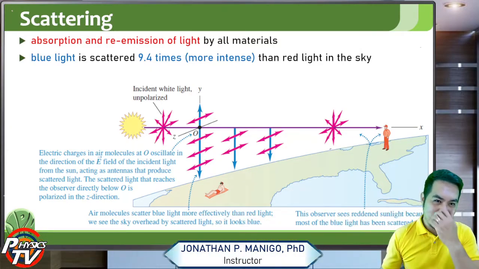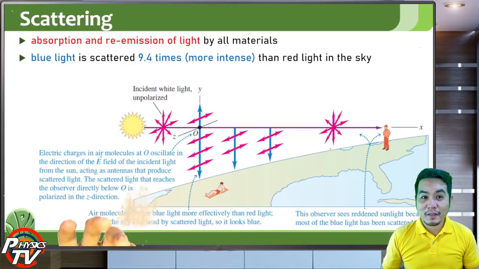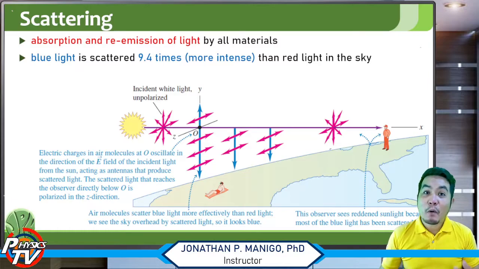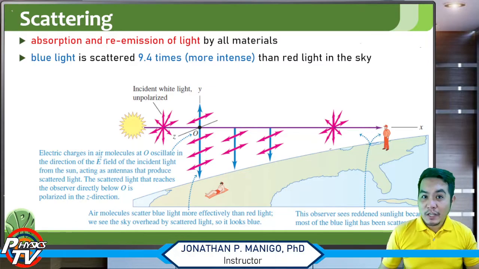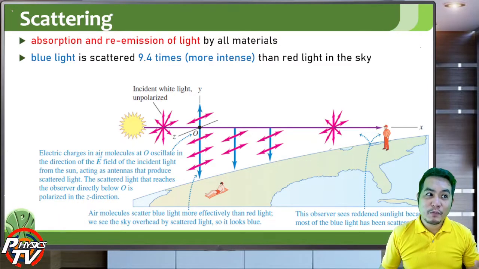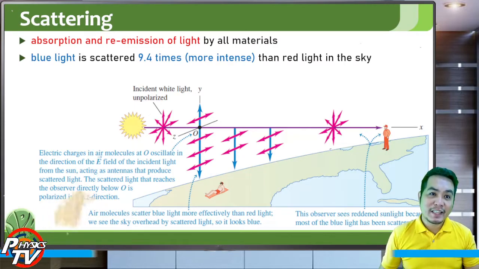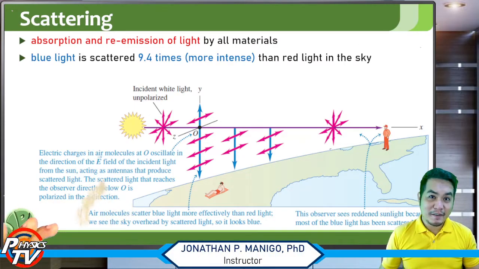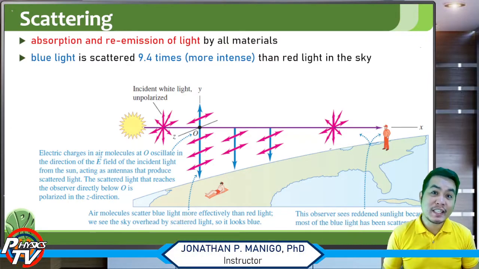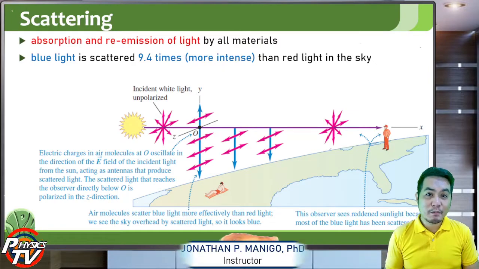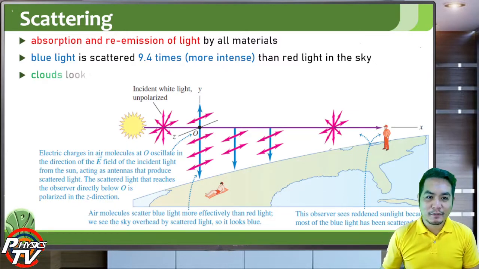So the reason why the sky is blue is because our atmosphere scatters blue light 9.4 times more than red light. So if you are searching for another planet, for instance, and you want its atmosphere to be the same as our atmosphere, then that atmosphere should look blue, because it can mean that it has the same composition as our atmosphere. So our atmosphere scatters blue light more as compared to red light.